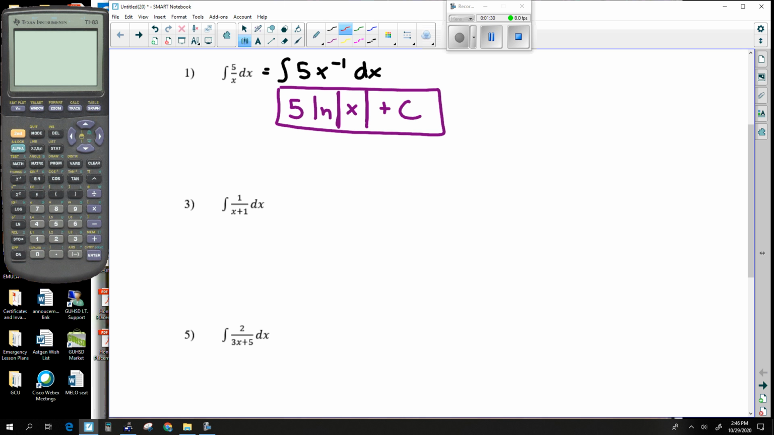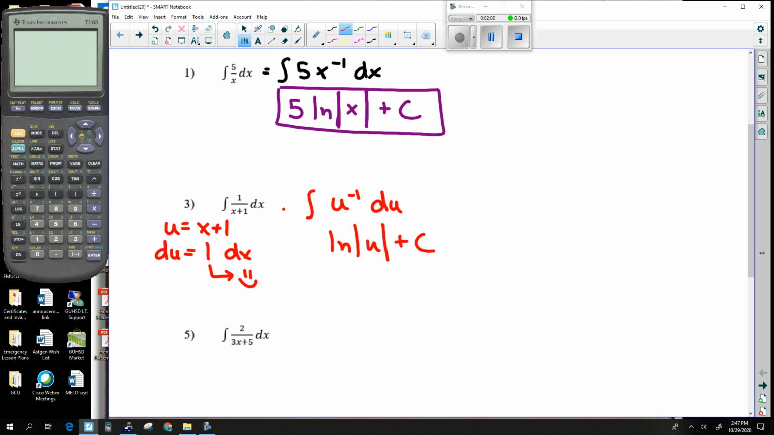All right, so here, this is going to require just a teensy-weensy bit of U substitution. U is equal to x plus 1, so the derivative of U is 1. That's exactly what I wanted. So this is the same thing as saying the integral of U to the -1 du. So in this situation, that is going to be the ln of U. And so going full circle, that is the ln of x plus 1.